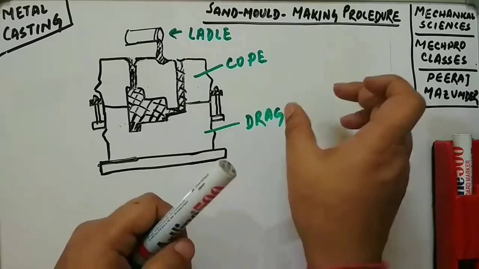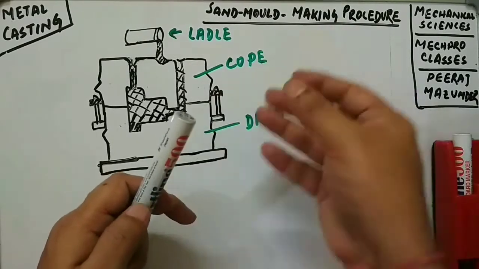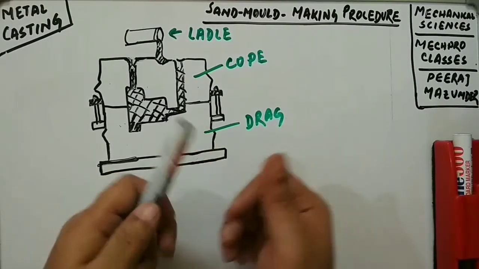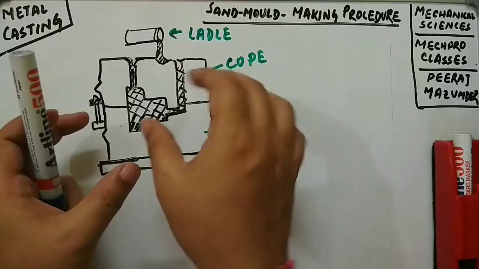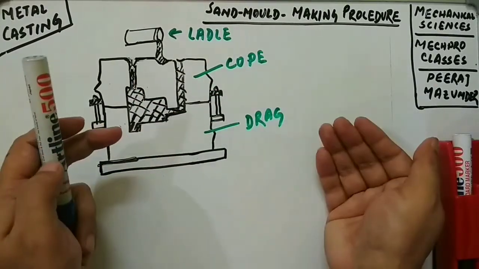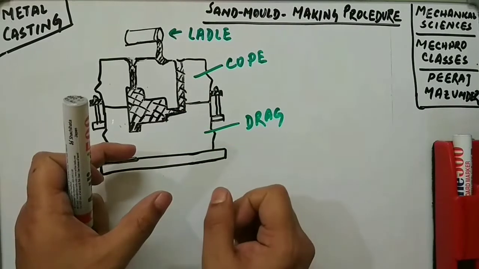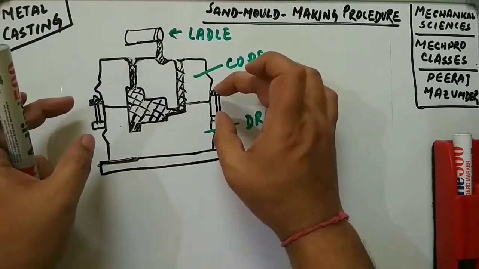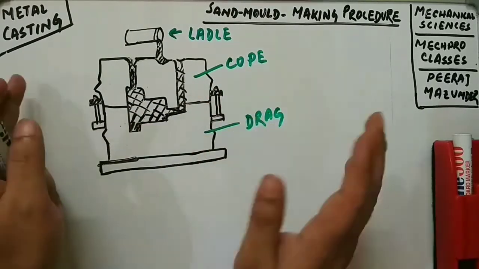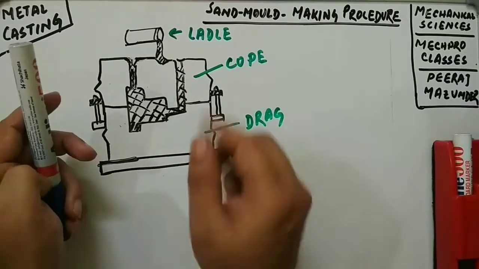Then we place the pattern above the bottom board, give the sand over it, and ram it uniformly. Then we also put sand on the cope and ram it as well. Then the cope is put on the drag, and we clamp them both. This is a clamp; these two are the supports, or you can say the clamps.